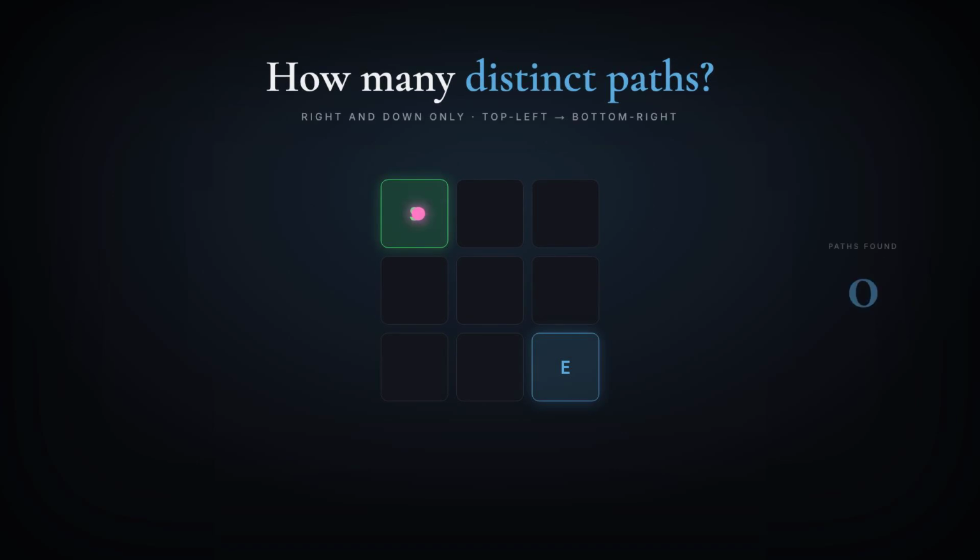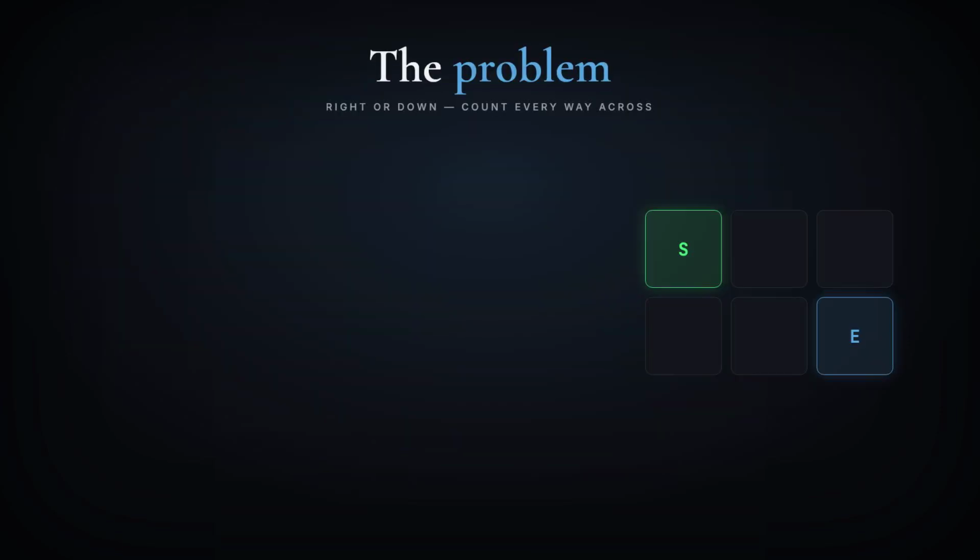Here's a grid. You start top left, you finish bottom right, and you can only move right or down. The question: how many distinct paths are there? For a tiny grid we can count them by hand, but make the grid bigger and the number explodes. We need a method. Let's state it cleanly.